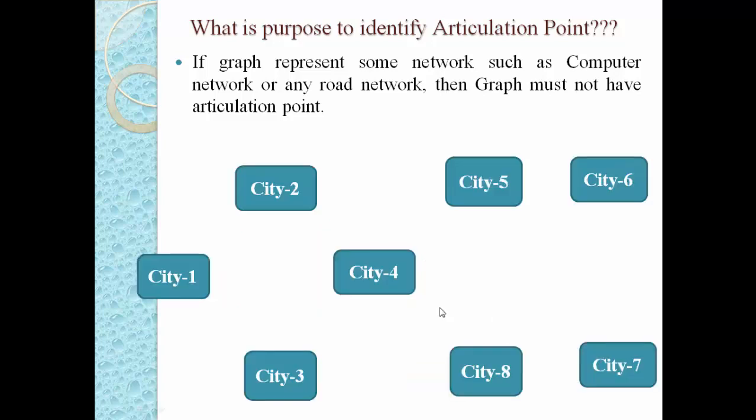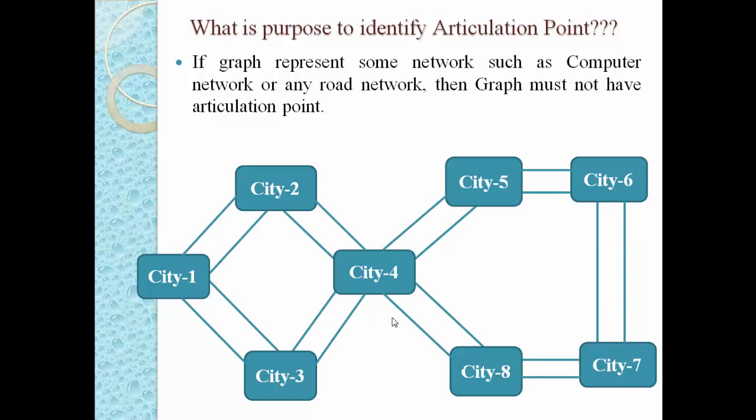Let's take another example. This is the example of a road network. Suppose there are a number of cities, city 1, city 2, city 3, city 4 up to city 8, and all the cities are connected through different roads. So we can reach from one city to another city by road. For example, if you want to reach from 1 to 2, then there is one path between 1 and 2. In the same way, if you want to reach from 1 to 5, then there is a path that is 1 to 2, 2 to 4 and 4 to 5. So in this way we can reach from one city to another city.